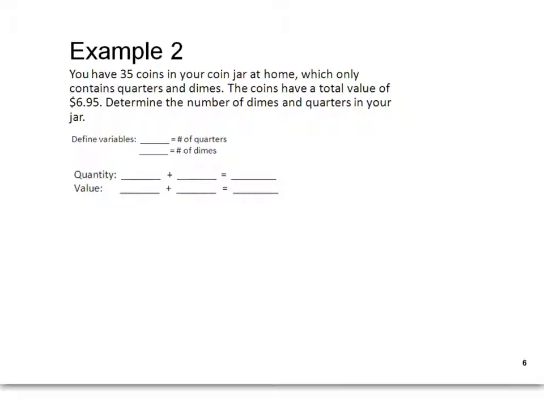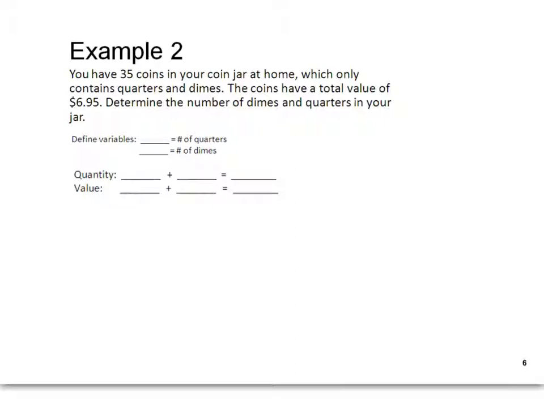Example 2. This is also another kind of famous staple problem where you've got a jar of coins, or it could be talking about a purse or a wallet or whatever, and they tell you how many coins they have and what kind of coins, and you have to figure out how many of each type there are.